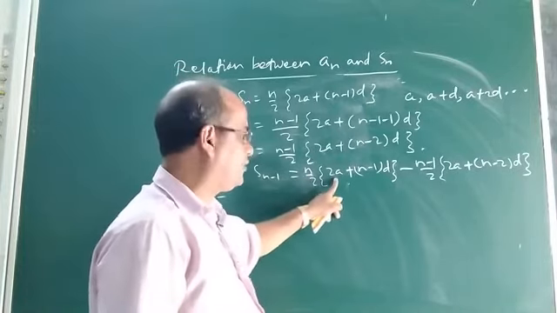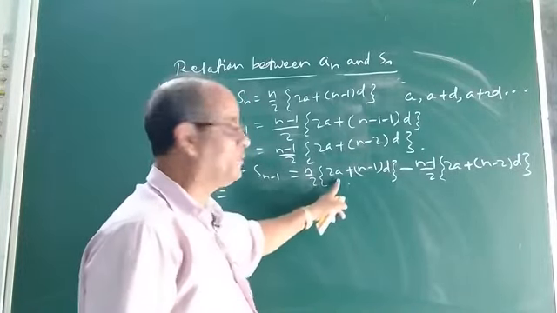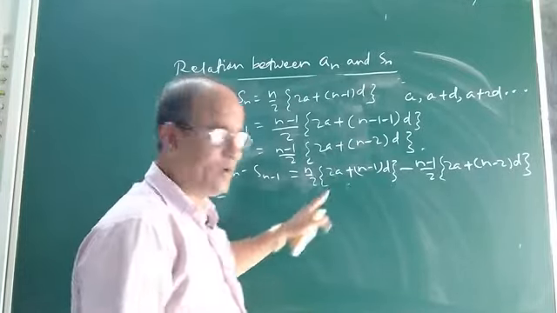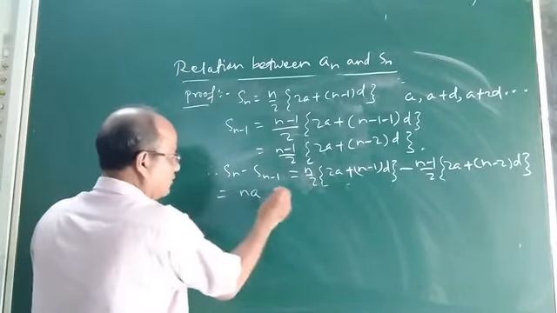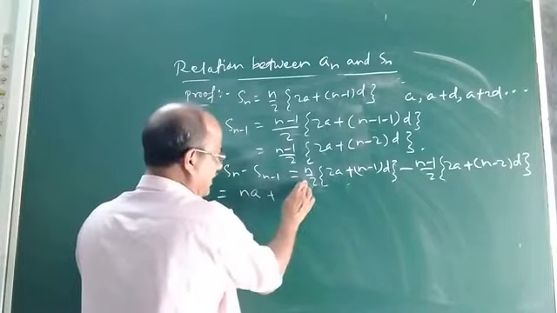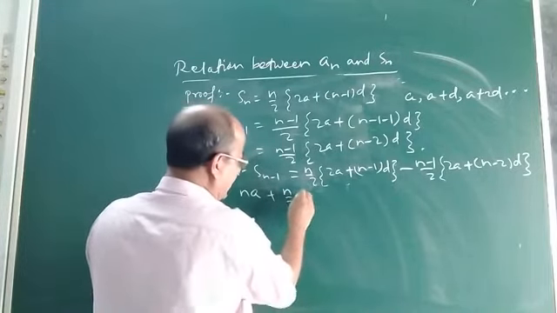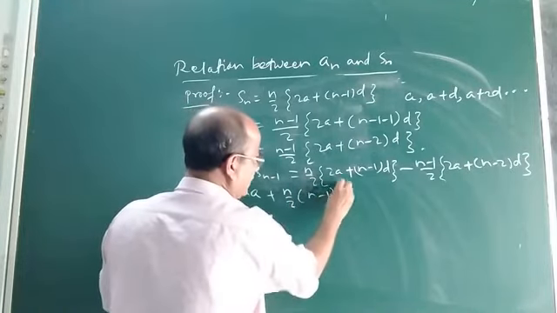First multiply n by 2 by 2a. You see, n by 2 multiplied by 2a. 2 will be cancelled. What you will get? You will get n into a. Okay. So it will be na, and then again n by 2 will be multiplied by this expression. It is n by 2 into n minus 1 into d.